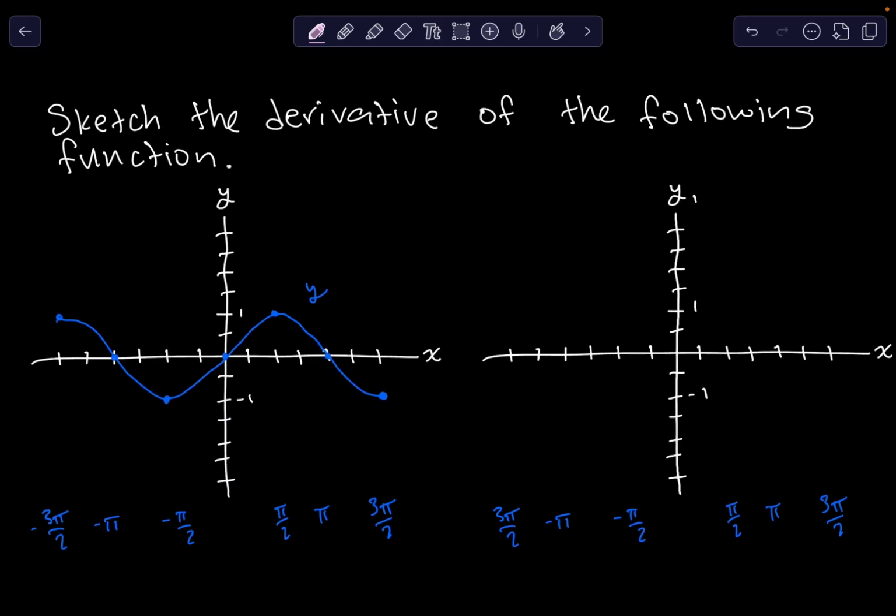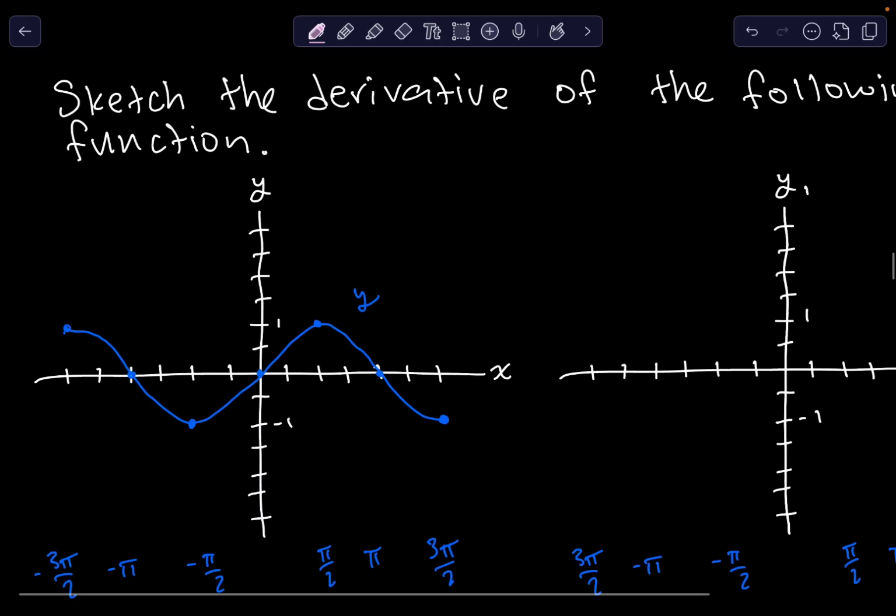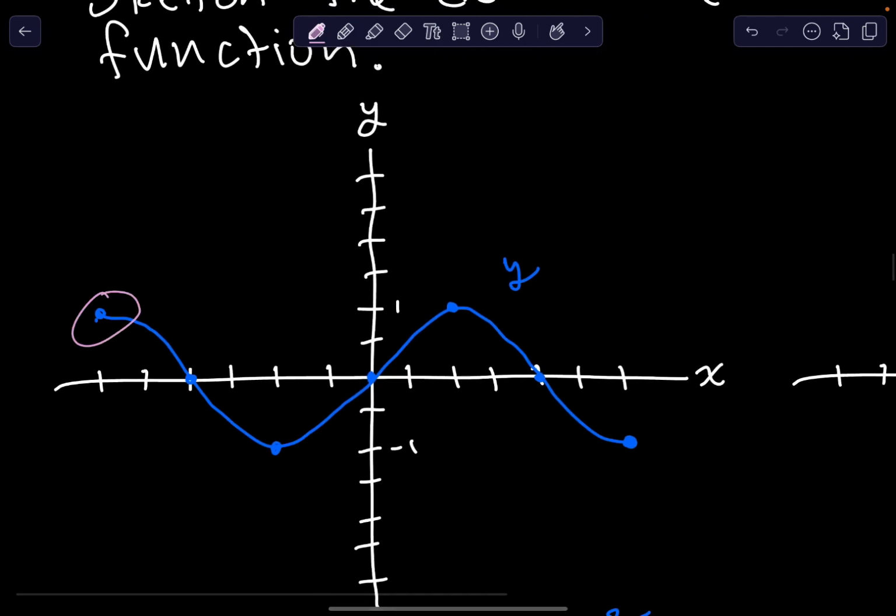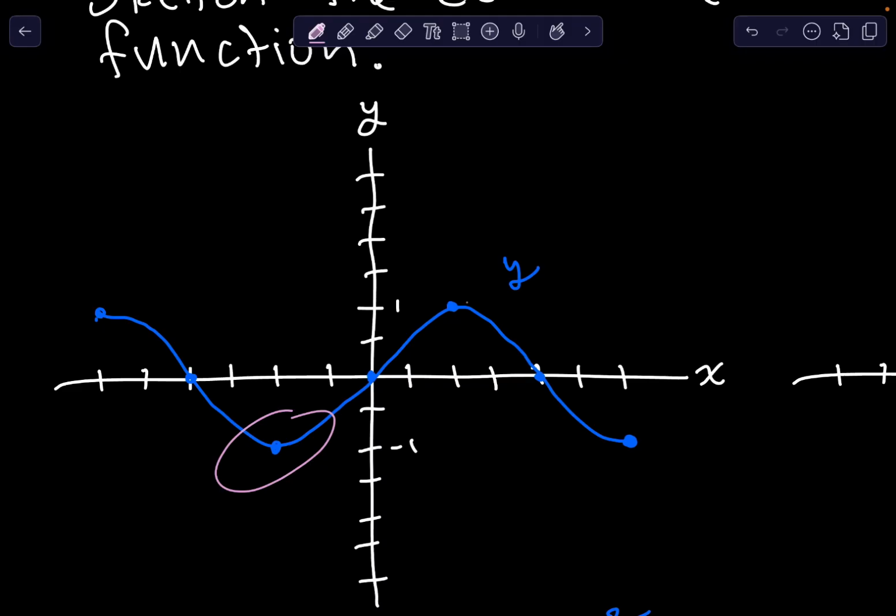So let's sketch the derivative. First, let's look for a local extrema. It looks like we would have one right here if it was continuing, because it's a sine graph. But let's say we didn't know it was a sine graph. So let's look at our actual local extrema. We have one right here, and we have one right here.